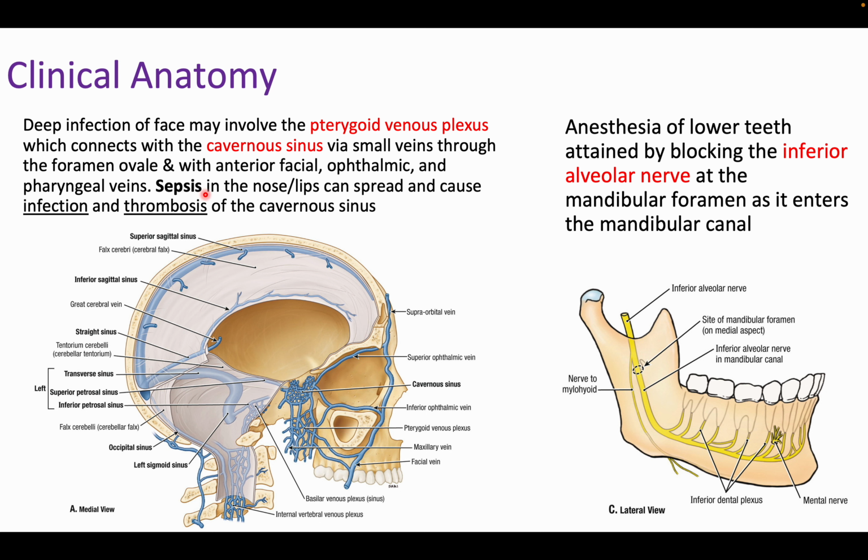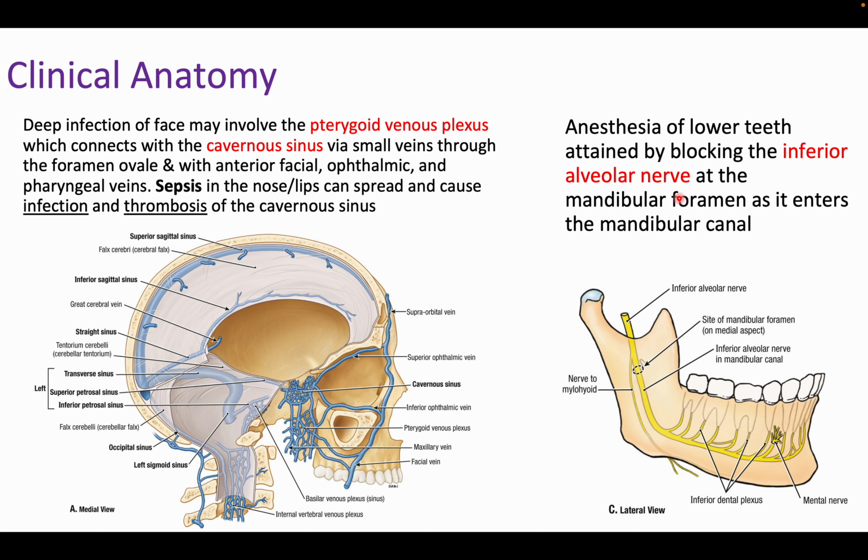And so if you get sepsis in your nose and lips, then it can spread through all of these pathways and cause infection and thrombosis of the cavernous sinus. Next, anesthesia of the lower teeth can be attained by blocking the inferior alveolar nerve. The inferior alveolar nerve is going to come off here. It's going to enter the mandibular canal via the mandibular foramen.